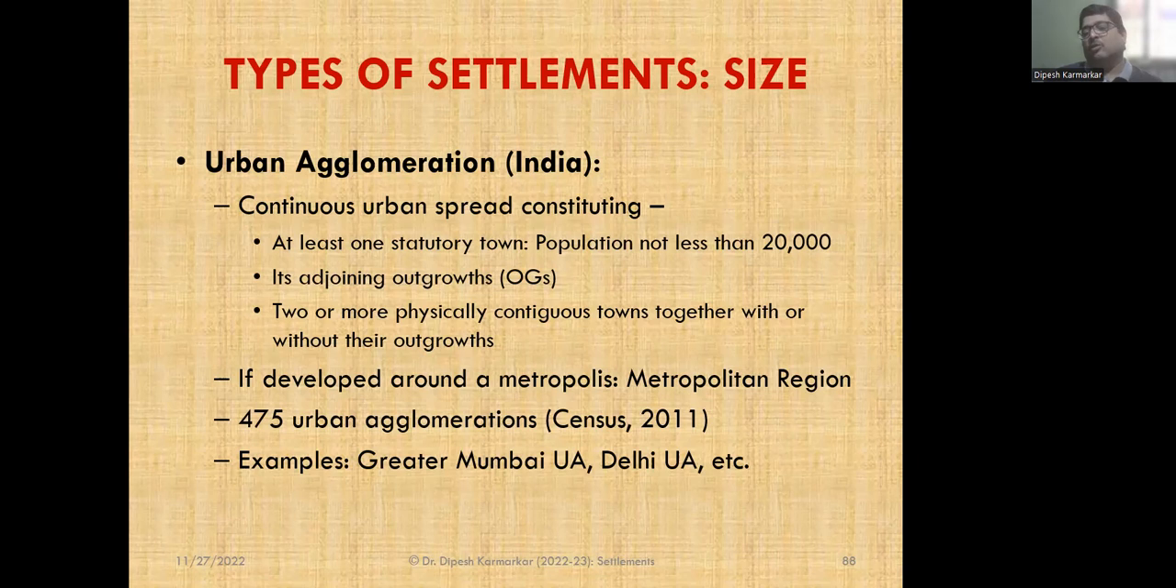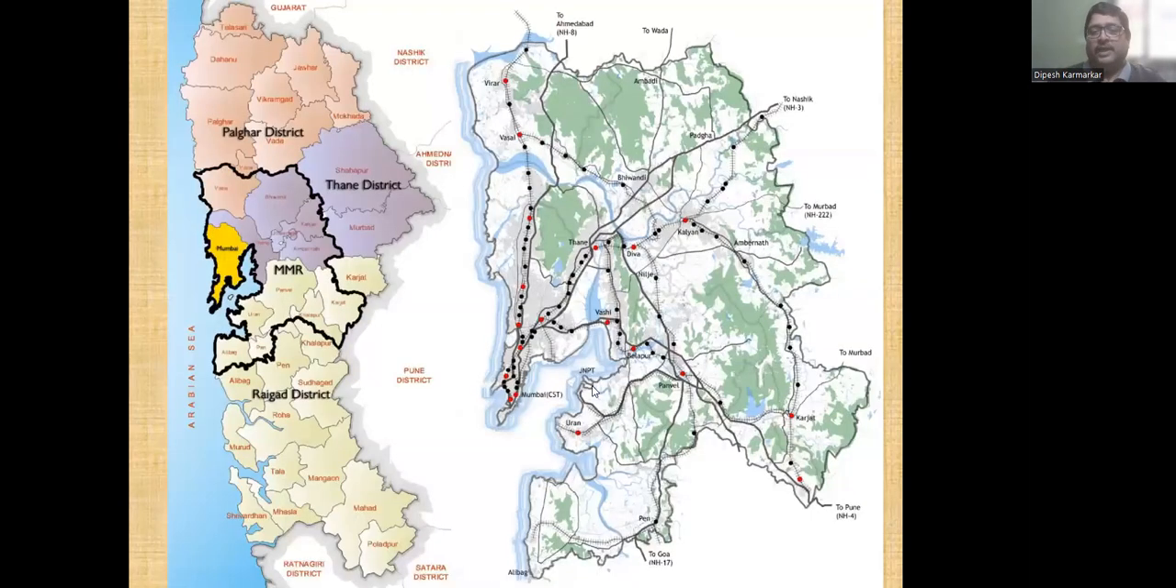Now, if such an urban agglomeration is developed around a metropolis, so if there is a metropolis at the center around which the urban agglomeration has developed, then we call it a metropolitan region. But a metropolitan region basically is a planning region, and therefore the boundary of the metropolitan region is determined by the planning authorities and the concerned government authorities. As per Census 2011, India has got 475 urban agglomerations. Greater Mumbai urban agglomeration or Delhi urban agglomeration are some of the examples.